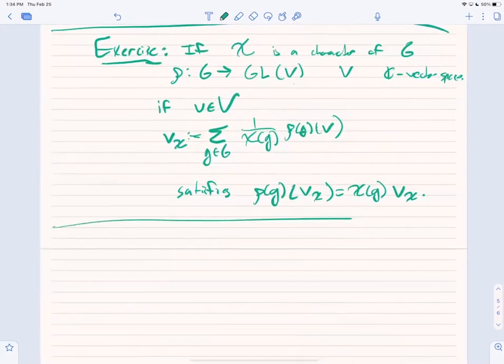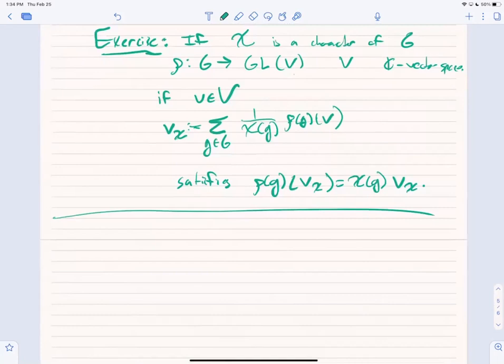There are a couple of reasons it was natural to do this preview now. One of the reasons is this last theorem I want to say, the independence of characters, that we actually will use in Galois theory.